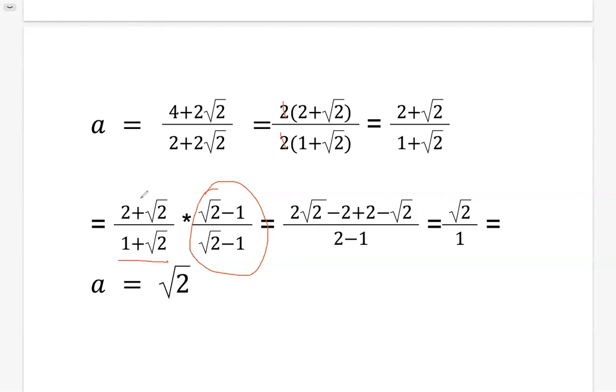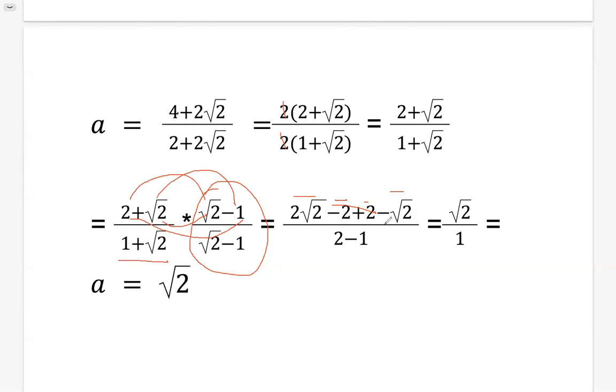So now let's check the numerator. The numerator, I have 2 times radical 2. I get 2 radical 2. I have radical 2 times negative 1. I get negative radical 2. I have radical 2 times radical 2 and 2 times negative 1. 2 times negative 1, that's negative 2. Radical 2 times radical 2, that's 2. Negative 2 plus 2, those two cancel.